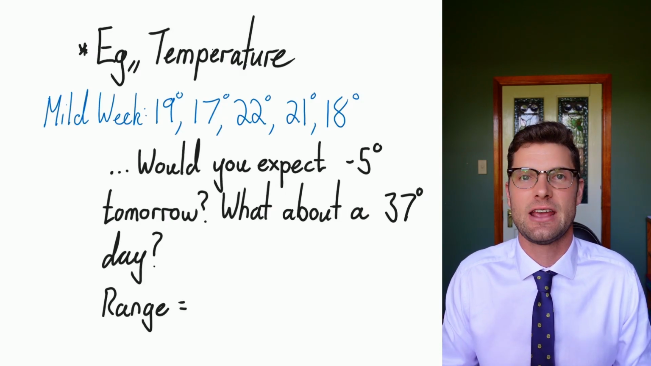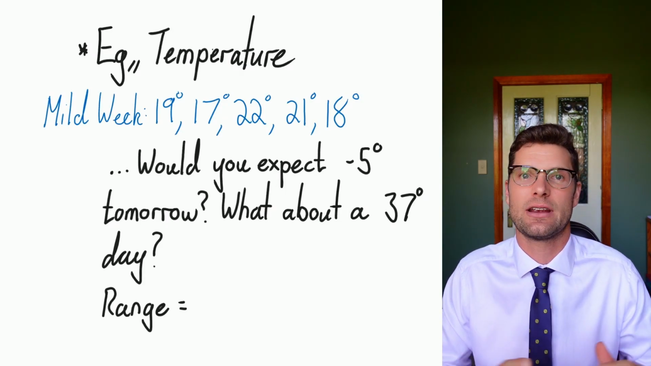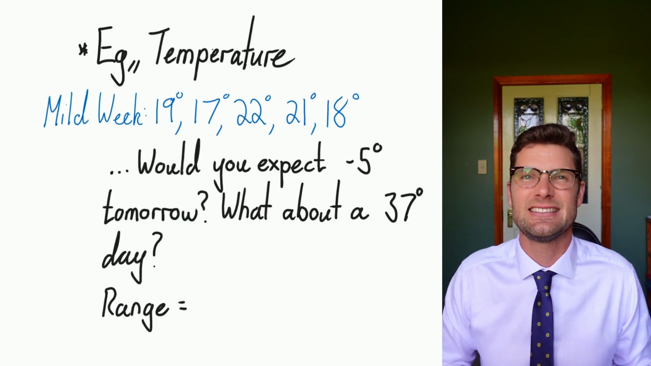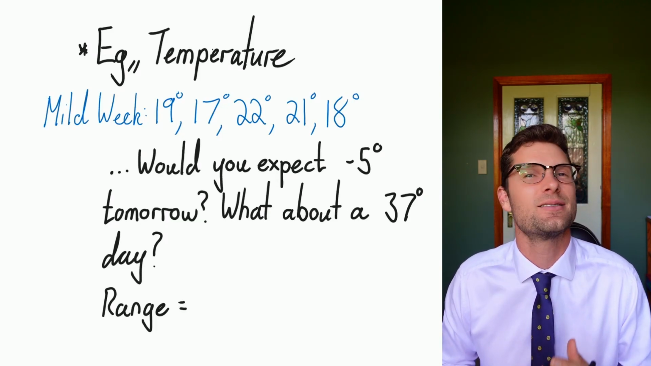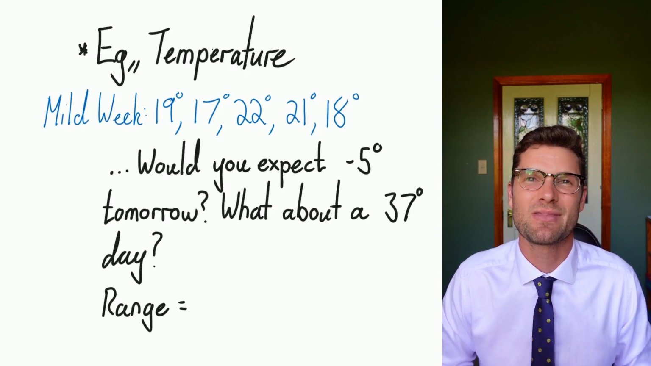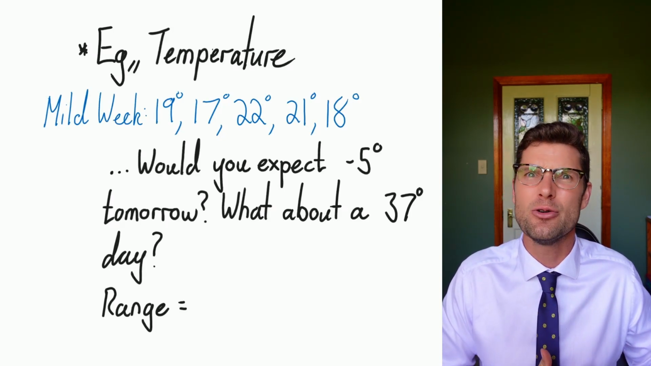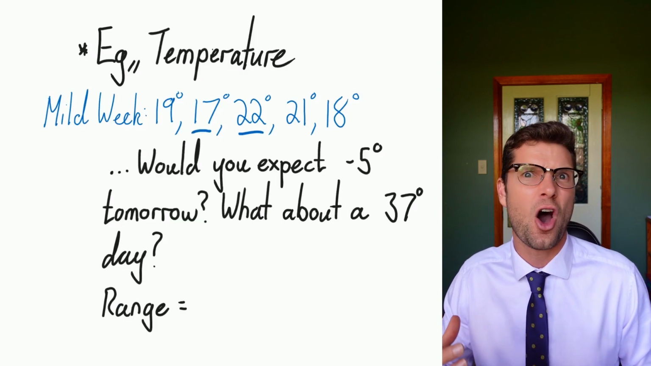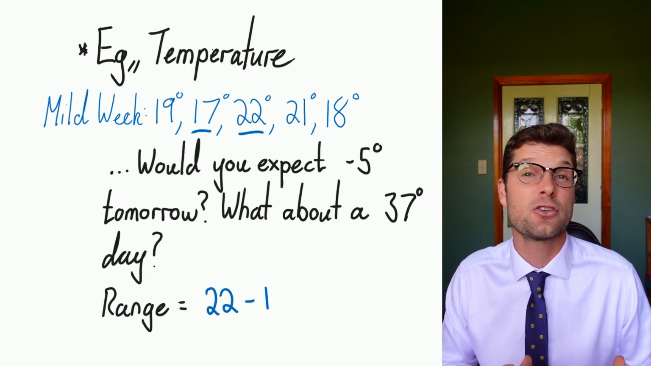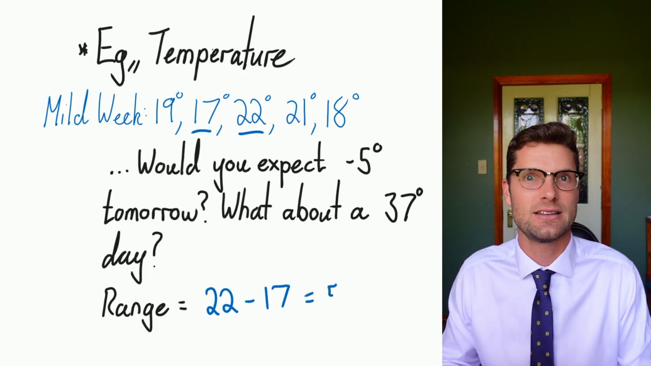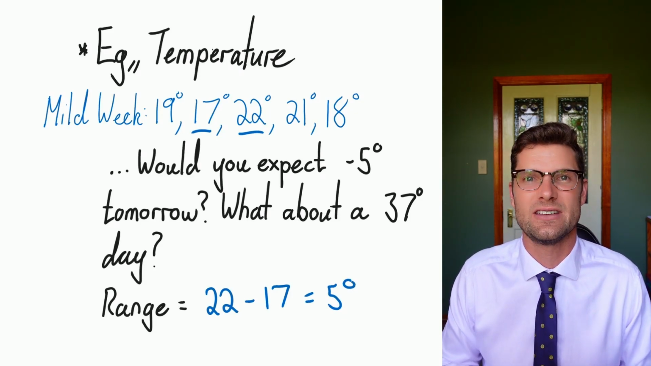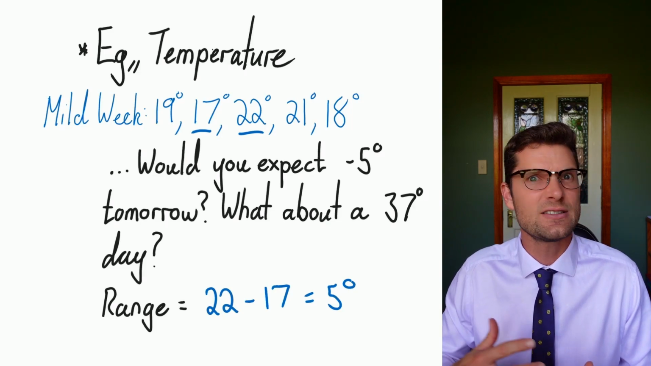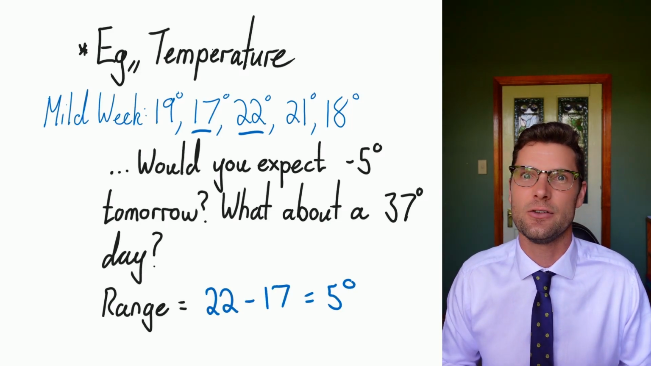What is the range of temperatures on a given day or during a given month? So in this example, we're just looking at a normal week and the temperatures are quite nice. These are all in degrees Celsius. So the lowest temperature here is 17 degrees and the highest is 22 degrees. So the range is just 22 minus 17. So there's a 5-degree range during this week for the temperatures. So this makes it quite easy to predict in the future.